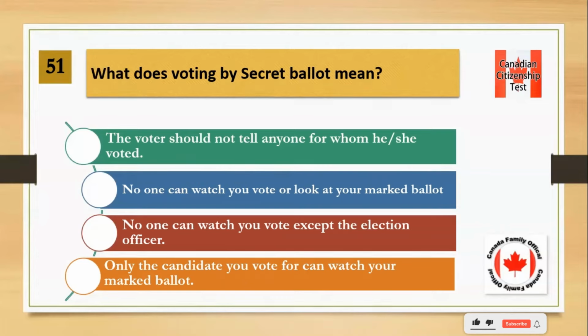What does voting by secret ballot mean? Number 1, the voter should not tell anyone for whom she voted. Number 2, no one can watch you vote or look at your marked ballot. Number 3, no one can watch you vote except the election officer. Number 4, only the candidate you vote for can watch your marked ballot. And the answer is no one can watch you vote or look at your marked ballot.